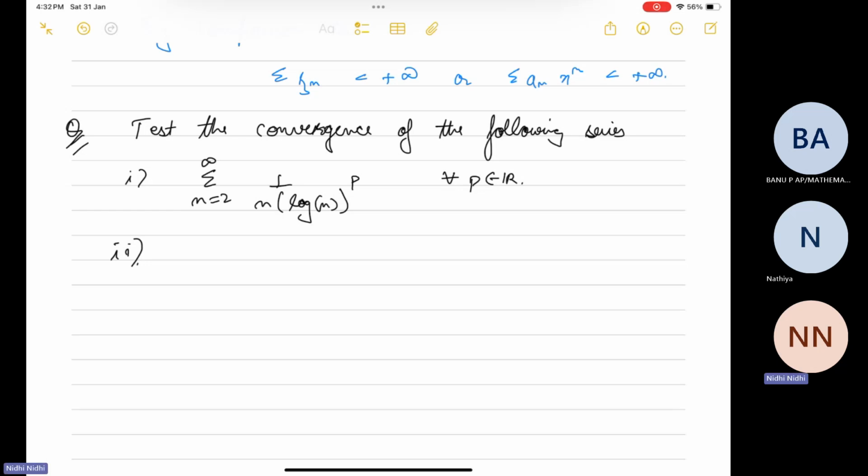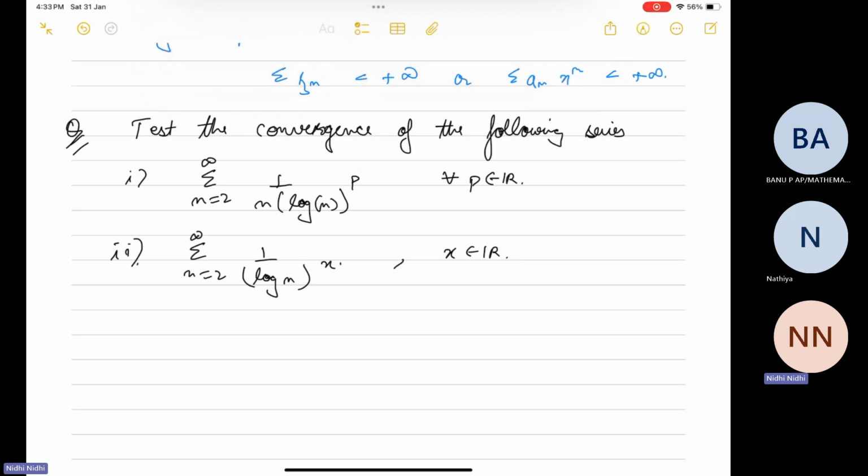And the second part is summation n from 2 to infinity, 1 upon log n to the power x. Here n equal to 1 gives us log 1 in the denominator, and we know that log 1 is 0. So that's not defined. That's why we take the sum from n equal to 2 to infinity. So let's see. And here this x can be anything.